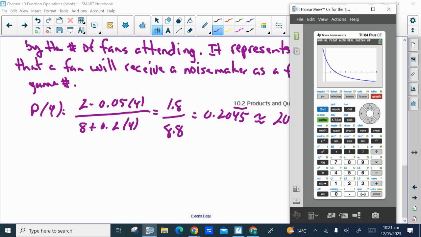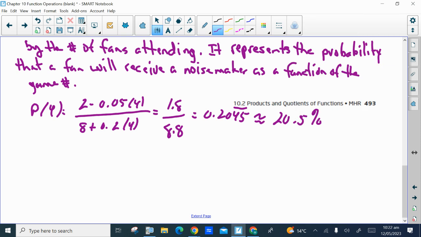And then after that, probability actually becomes negative, which doesn't really mean anything in this case. Probability can't be negative. The lowest it can be is 0, right? But we can see that the greatest probability is at game 0, and it looks like the x-intercept is at 40. If we go into trace and let x equal 40, yes, y does equal 0 there. So after that, there is no chance of getting a noisemaker, right?